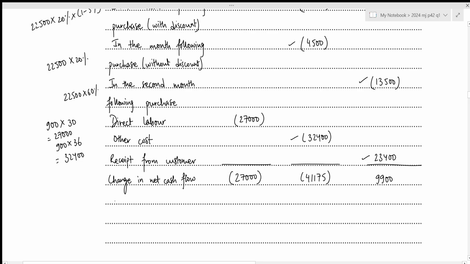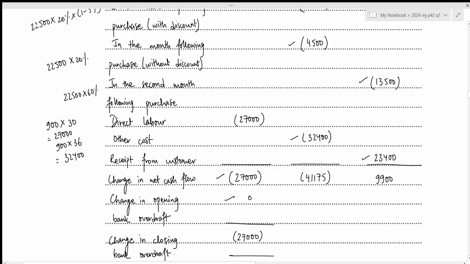Now we need to add it to the change in opening bank overdraft, which will then give us the change in closing bank overdraft. Okay, for the month of June, there will be no change in the opening bank overdraft, so that is just going to be 0, which means that the change in closing bank overdraft is going to be negative 27,000 plus 0, which is negative 27,000.